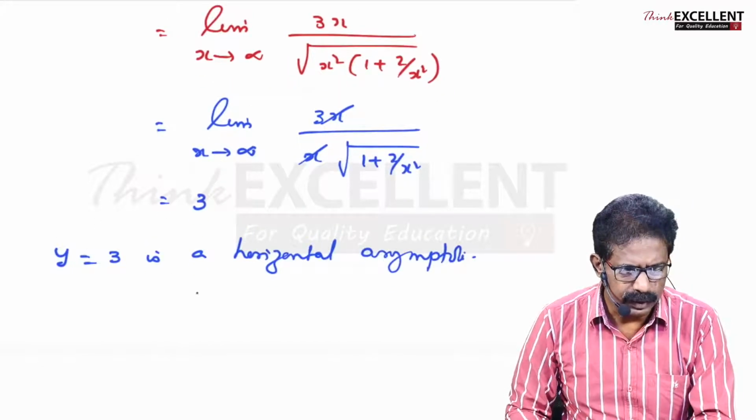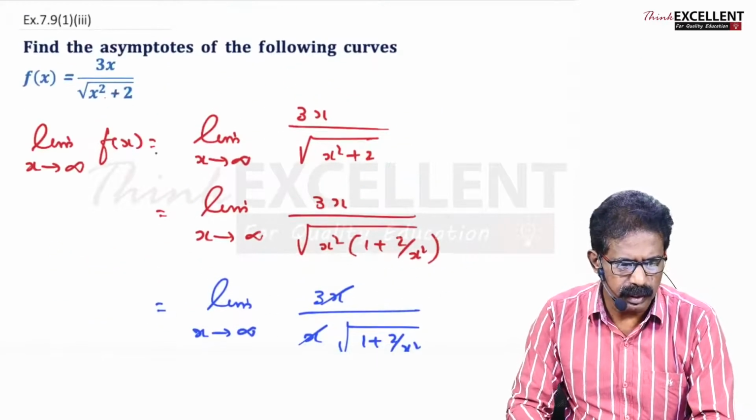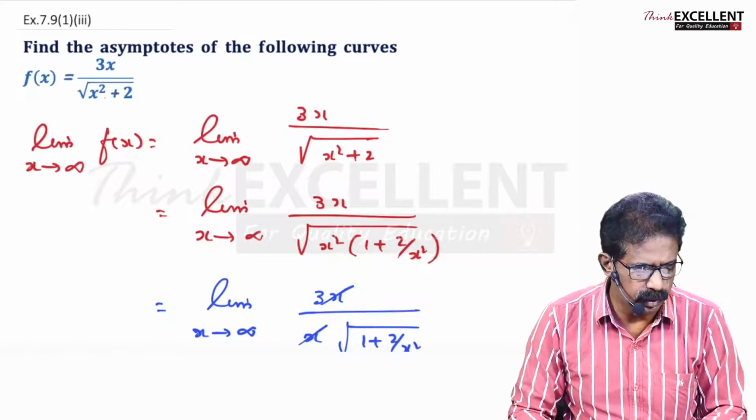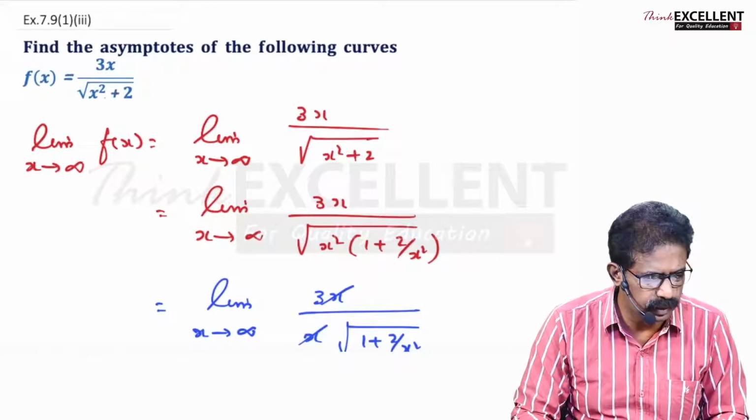So y equal to 3 is the horizontal asymptote. There is no vertical asymptote here. Also there is no slant asymptote. Okay, so now let's move on to the next question.